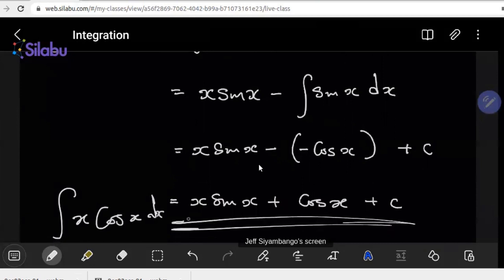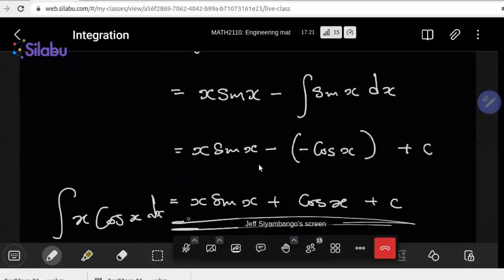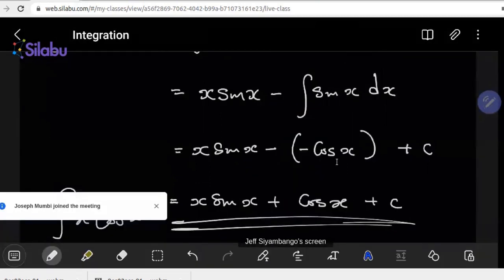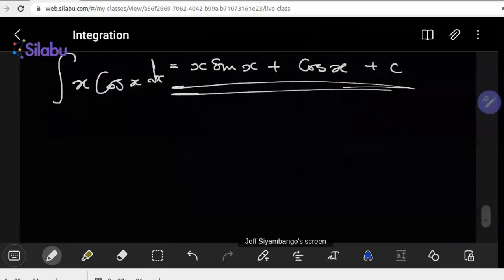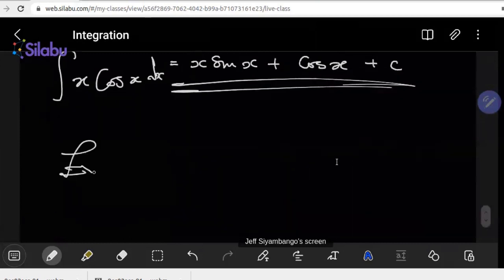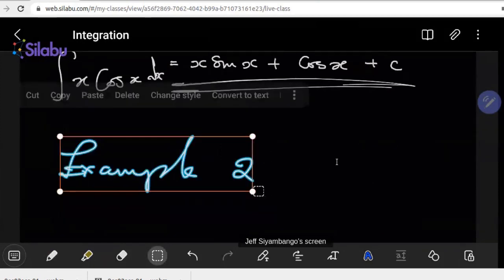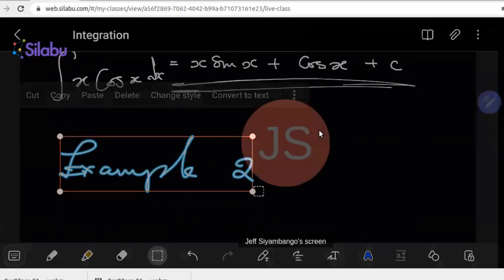Okay, any questions there? What if, for example, you have an algebraic term and a trig, but when you differentiate, it's not being reduced to a constant? Okay, so when you differentiate, it's not giving you a constant.